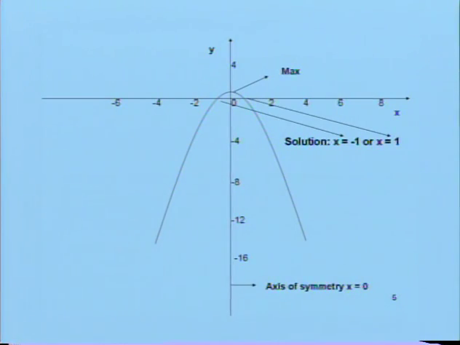Notice the y-axis. That is called the axis of symmetry, and the equation for that is x equals 0. Because if we fold the graph paper along the y-axis, you would find that the right-hand portion of the graph will fall exactly on the left-hand portion of the graph. Hence, the y-axis is called the axis of symmetry, or sometimes we say the mirror line.